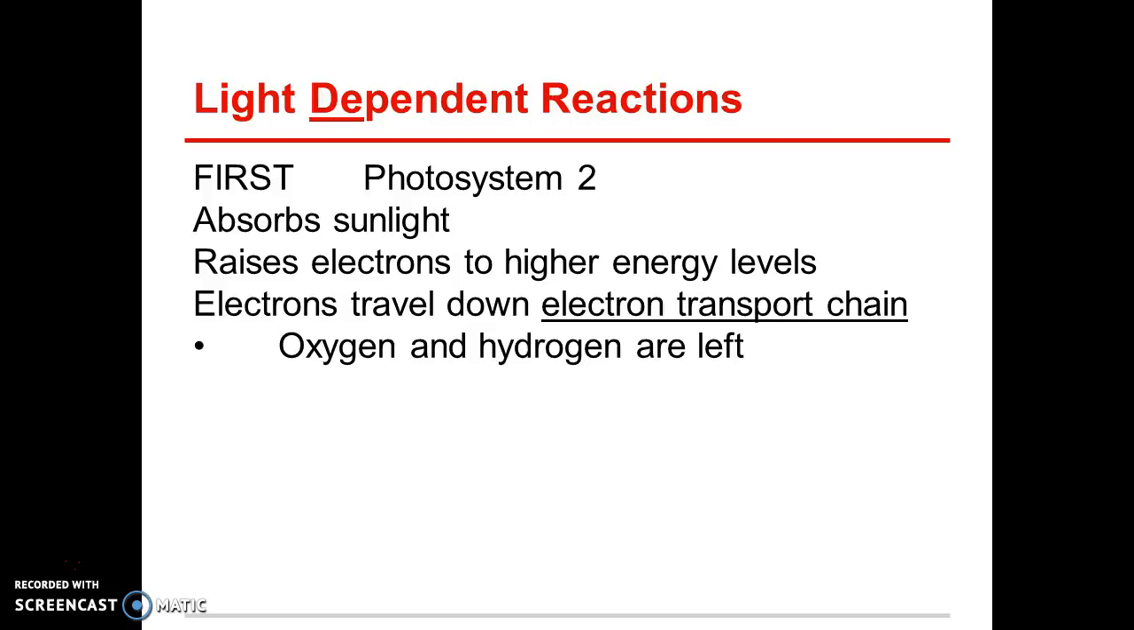This sunlight energizes the electrons, and we talked about that in the last segment. It raises the electrons to higher energy levels, and they travel down something called the electron transport chain. In your book, there's a beautiful picture of how that's happening in the membrane. Okay? So electron transport chain, and oxygen and hydrogen are left.